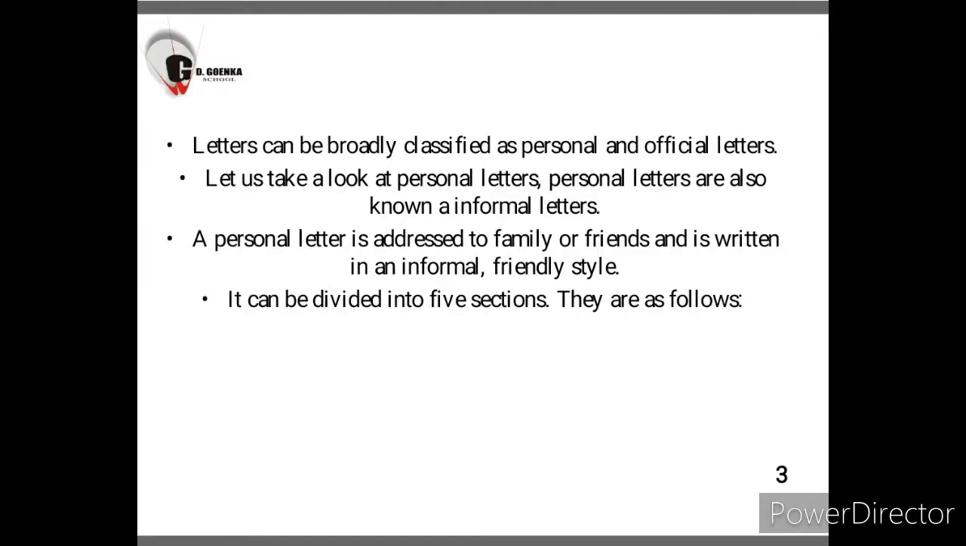So letters can be broadly classified as personal and official letters. Let us take a look at personal letters. Personal letters are also known as informal letters. A personal letter is addressed to family or friends and is written in an informal, friendly style. And it can be divided into 5 sections. And those 5 sections we are going to discuss right now.